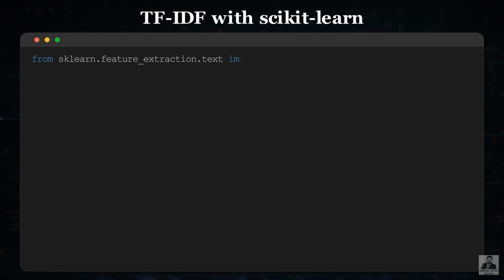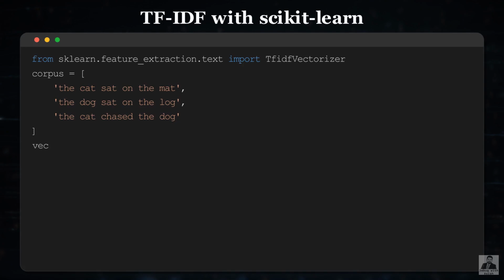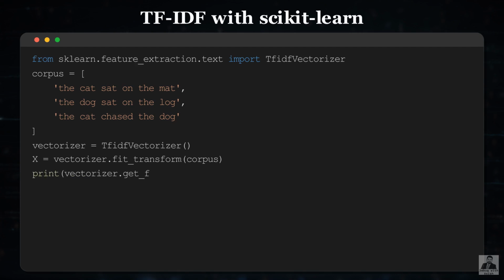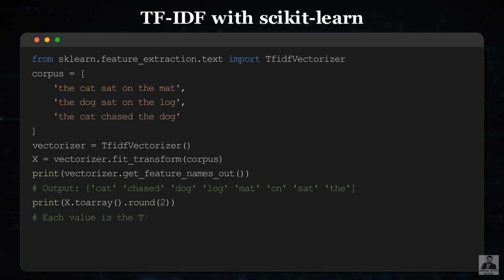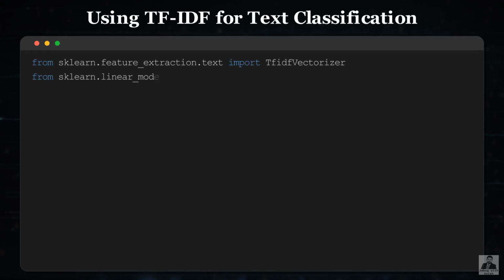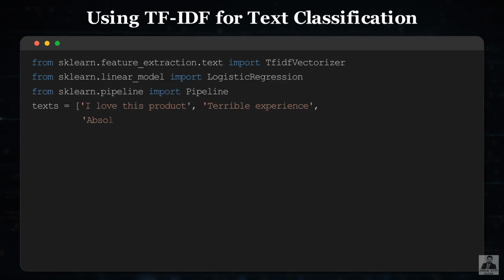Scikit-learn provides TfidfVectorizer, which handles all the TF-IDF calculations automatically. The interface is identical to CountVectorizer. Create the vectorizer, call fit_transform on your corpus, and you get back a matrix of TF-IDF scores. Each row is a document and each column is a vocabulary word. The values are now TF-IDF scores rather than raw counts. Notice that the word "the" will have a score near 0 across all documents because it appears in every document and contributes nothing unique.